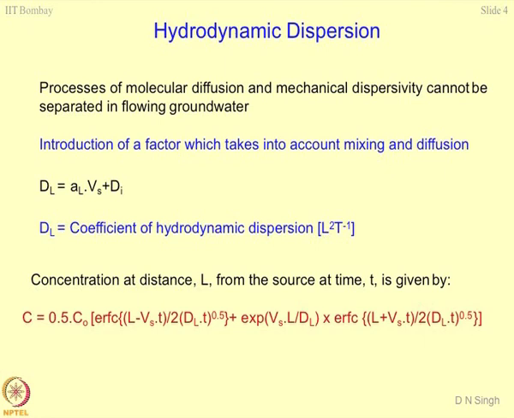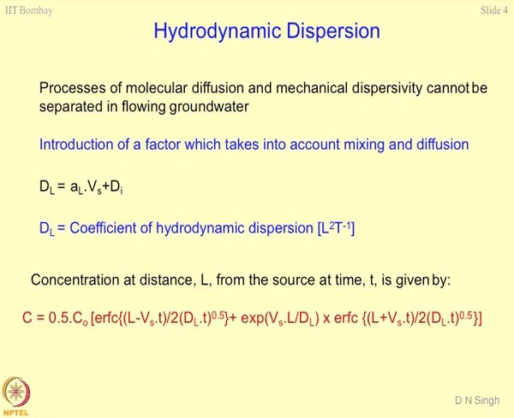Now, hydrodynamic dispersion modeling is very interesting. If you remember the type of situation I have discussed earlier, you are setting up an industry somewhere and the basic question is, down the timeline or maybe down the distance line, what is going to happen to the geoenvironment? So the question is, what is the concentration of a contaminant at a distance L from the source at a given time T? So this is the equation which is used, where C is nothing but Ct, that is the concentration at a given time, equal to initial concentration, half of this.